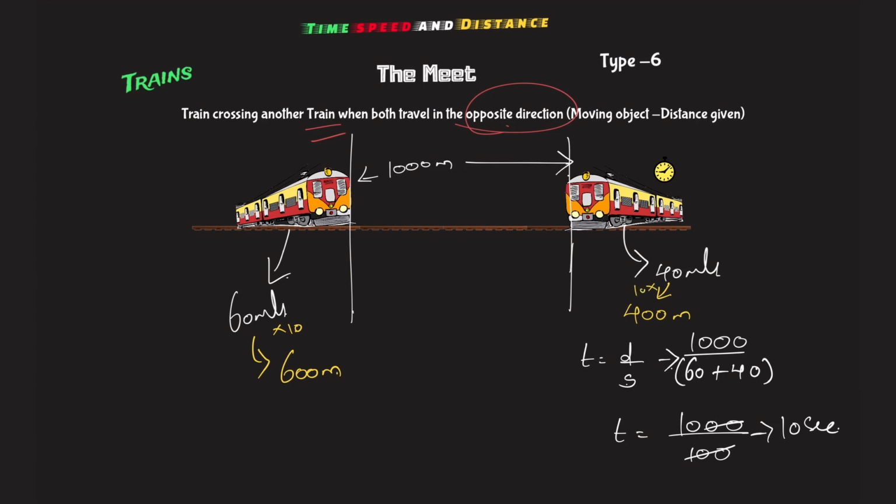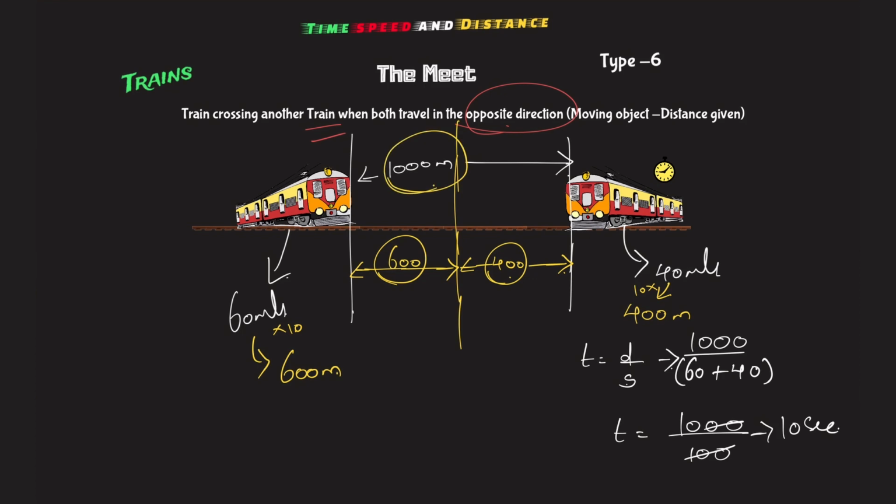So what are they traveling? This train is traveling 600 from here, correct? And this train is traveling 400 from here. So together they travel 1000, correct? 600 plus 400, together they travel 1000.